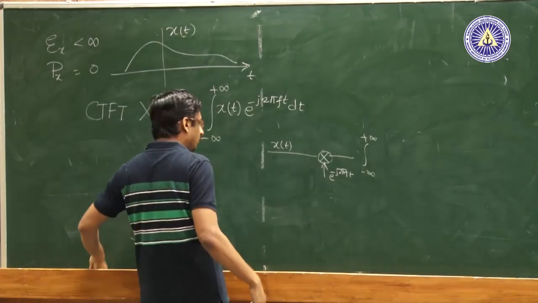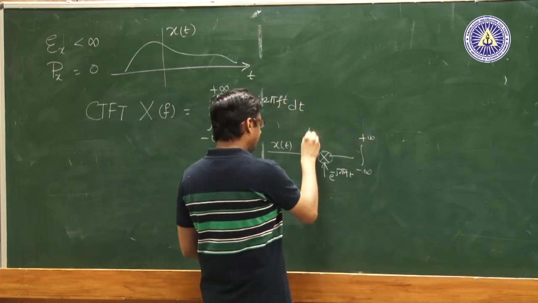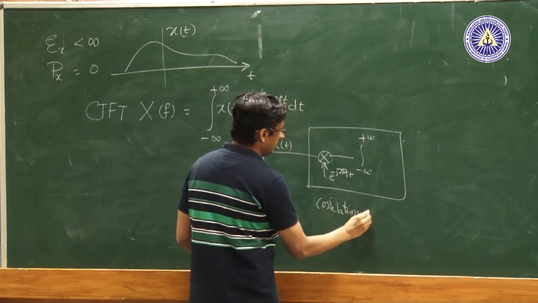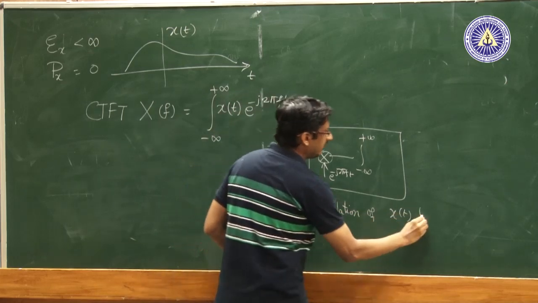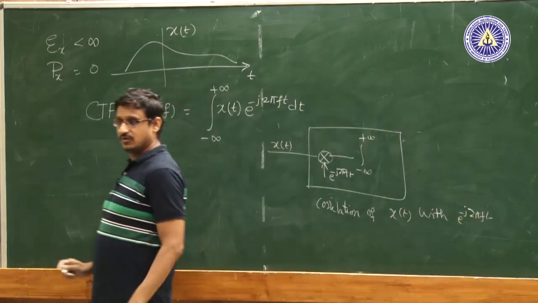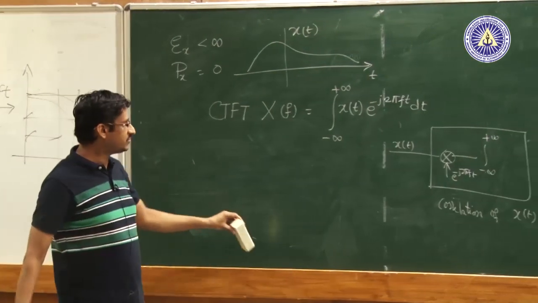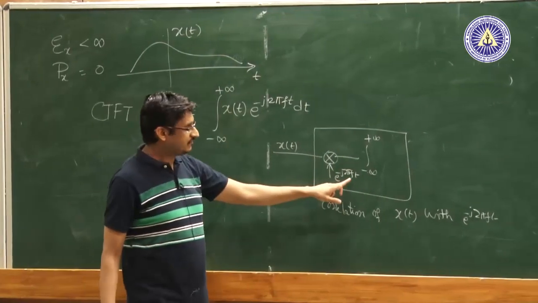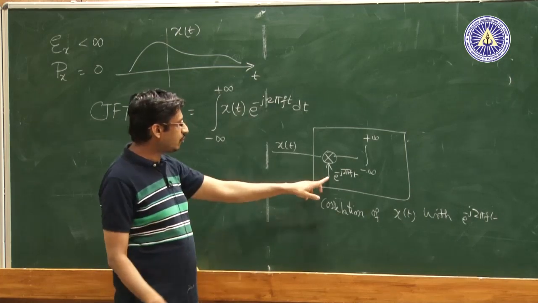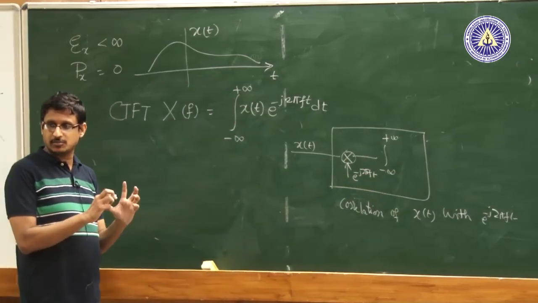What I can do is define this entire thing as the correlation or the projection of x of t with e power minus j 2 pi f t. This is not strictly speaking correlation, but for our purposes, as f varies from minus infinity to plus infinity, I take these frequencies e power minus j 2 pi f t, multiply by x of t and integrate it out. I am basically performing what is called a projection operation.